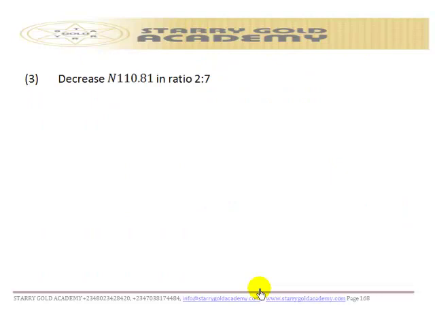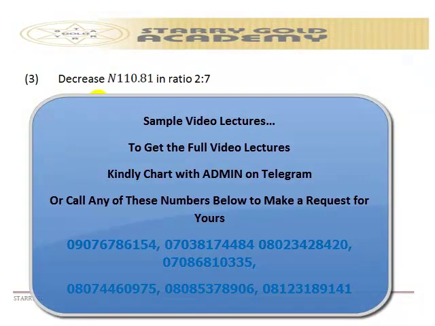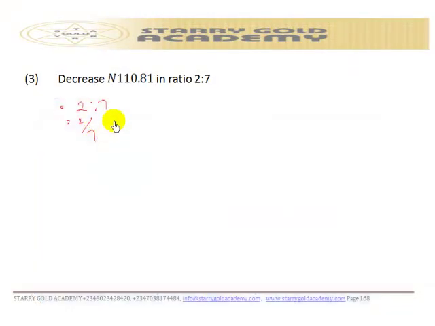Decrease 110 naira 81 kobo in ratio 2:7. I should decrease by this 2:7. So what I'm expected to do here is multiply. 2:7 is the same thing as saying 2/7, then times this. So 110.81 times 2, I'm going to have 221.62. My result is 31.66.